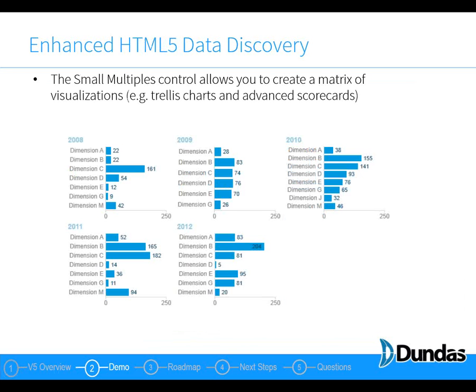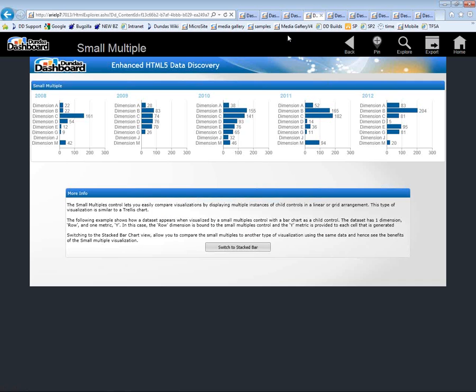Another option to visualize and discover a large amount of data on your mobile devices is using the small multiples control. The small multiple control lets you easily compare visualization by displaying multiple instances of child controls in a linear or grid arrangement. In this example, this type of visualization is similar to a trellis chart. I'm actually visualizing bar charts across different dimensions over different years.